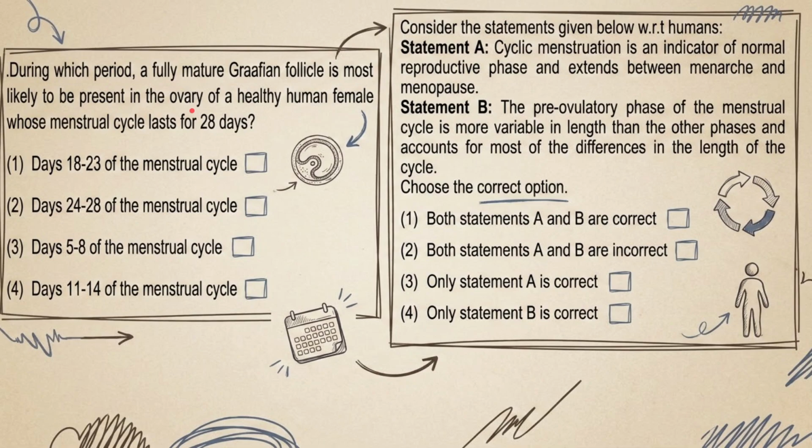Next one is, during which period a mature Graafian follicle is most likely to be present in the ovary of the healthy human female? எந்த ஃபேஸ்ல Graafian follicle வந்து நம்மளுக்கு இருக்கும்? Obviously follicular phase. But follicular phaseனா 13 days, ஏன்னா அவங்க 28 days னு சொல்லிருக்காங்க. அப்ப follicular phaseங்கறப்ப it is going to be 6th day to 13th day. This you already know. அப்போ இந்த டைம்ல எப்போ Graafian follicle இருக்கும்?